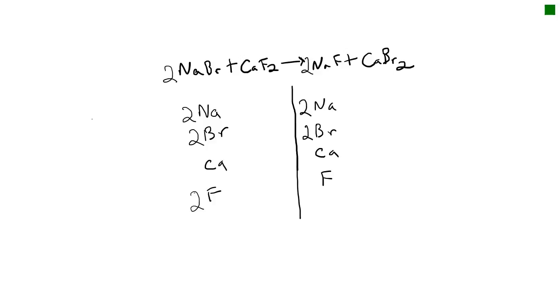So now we just take one last check. We got 2 sodiums here, 2 sodiums, they balance. We got 2 bromines and 2 bromines here, they balance. Okay, there's a 2 for the bromine. We got 1 calcium here and 1 calcium there. We've got 2 fluorines, and we've got this coefficient making 2 fluorines. So we have a balanced chemical equation.